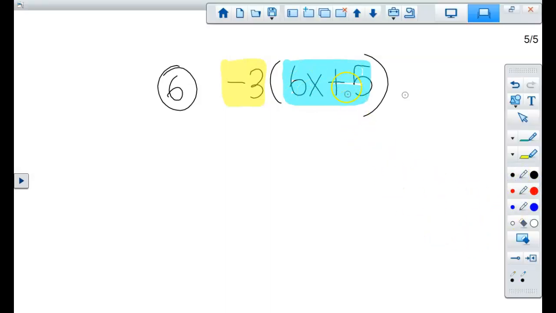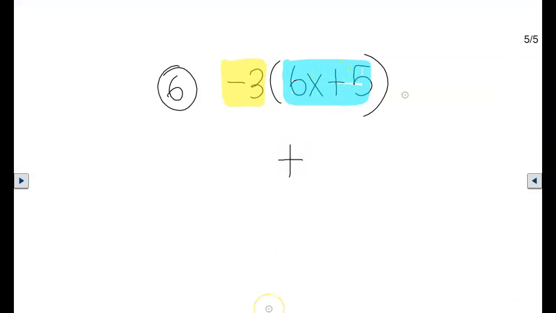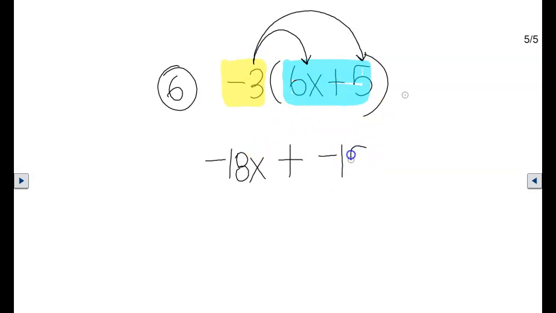First thing you should have done is take the plus sign from the parentheses and write it down for your answer. You're going to multiply -3 by each member of this group. So first, you should have done -3 times 6x. Hopefully for that you got -18x. Then -3 times the second member of your group, -3 times 5 is a -15.